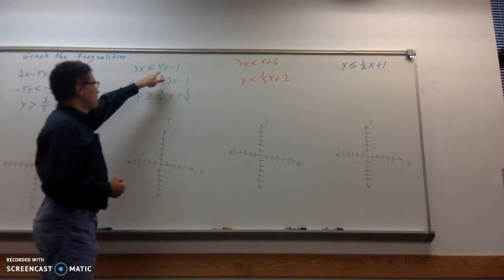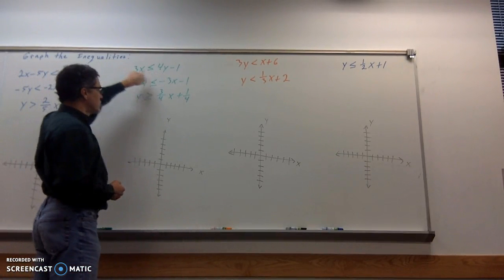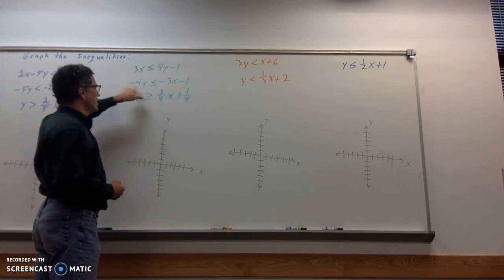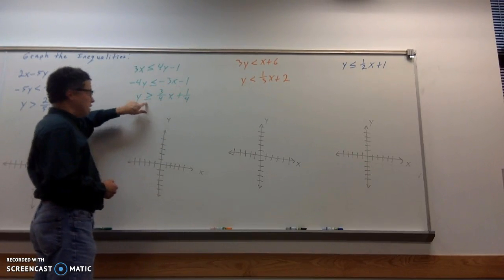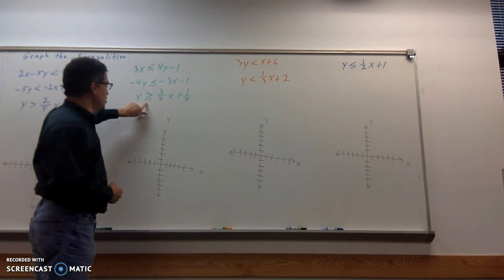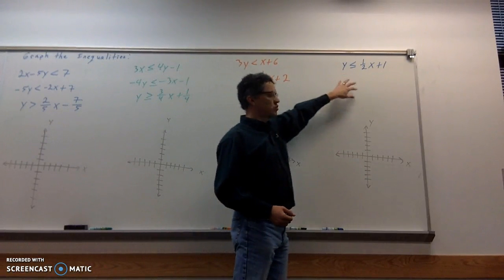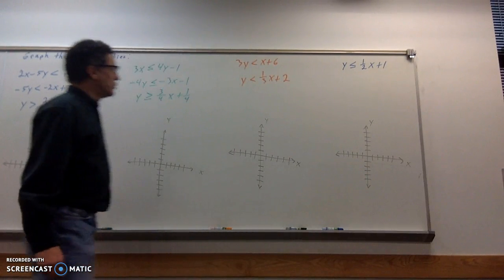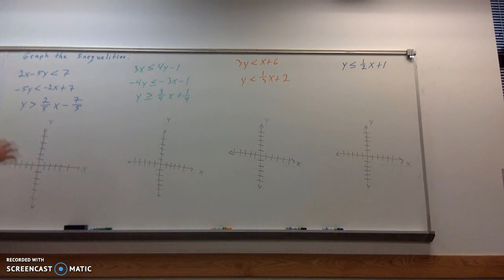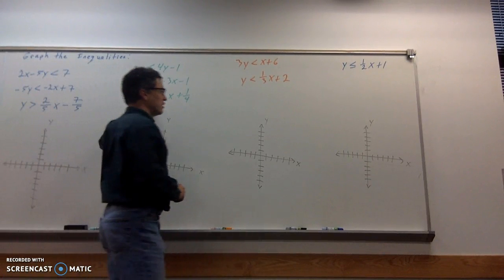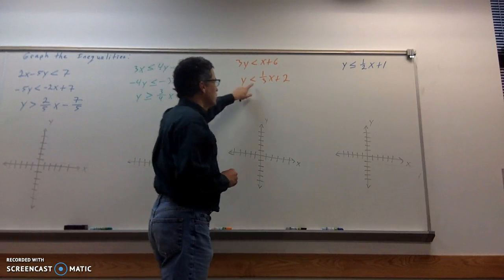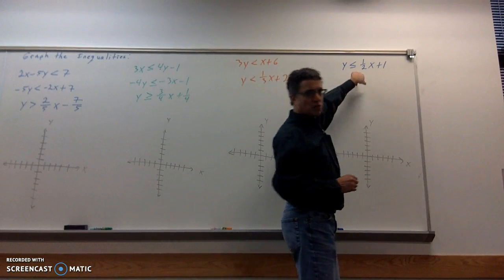On this one, I subtracted 4y to the left, I subtracted 3x to the right, divided by negative 4. Again, note the inequality sign change there. This one I just divided by 3, and the last one it's already set up nice. So, looking at these, what we're seeing here are 4 different situations. This one is greater than. This one is greater than or equal to. This one is less than, and this one is less than or equal to.